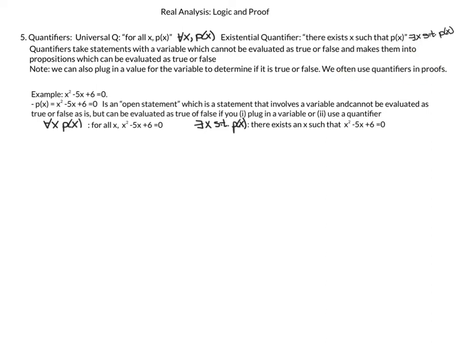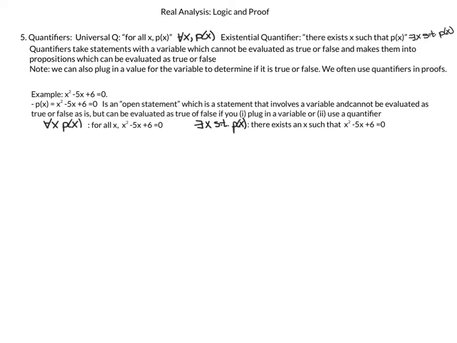So the example, x squared minus 5x plus 6 equals 0. We had looked at this before, and we said it was not a logical statement because we cannot evaluate it as true or false. But the first way we can evaluate this as true or false is if we plug in a value for the variable. So we can decide if x is equal to 2, we can decide that this statement is probably false, but I'm not going to actually do the arithmetic.